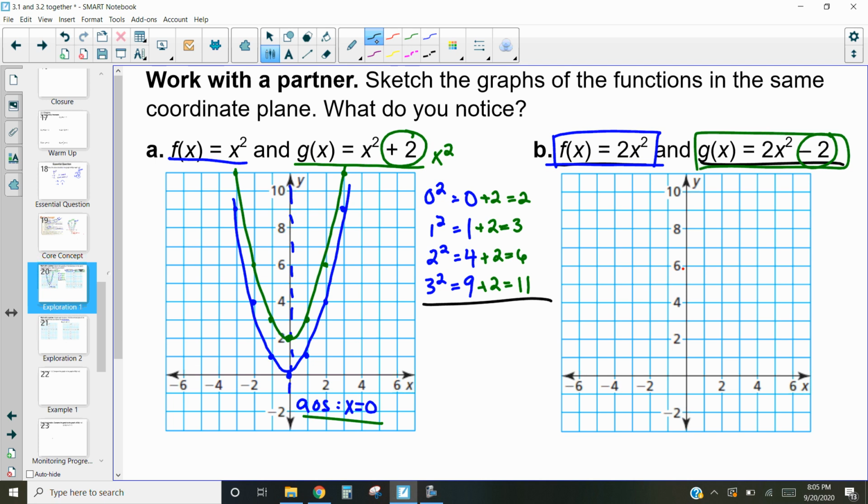So I want you to pause the video, do that on your own. When you've finished, unpause the video and compare your graph to my graph.